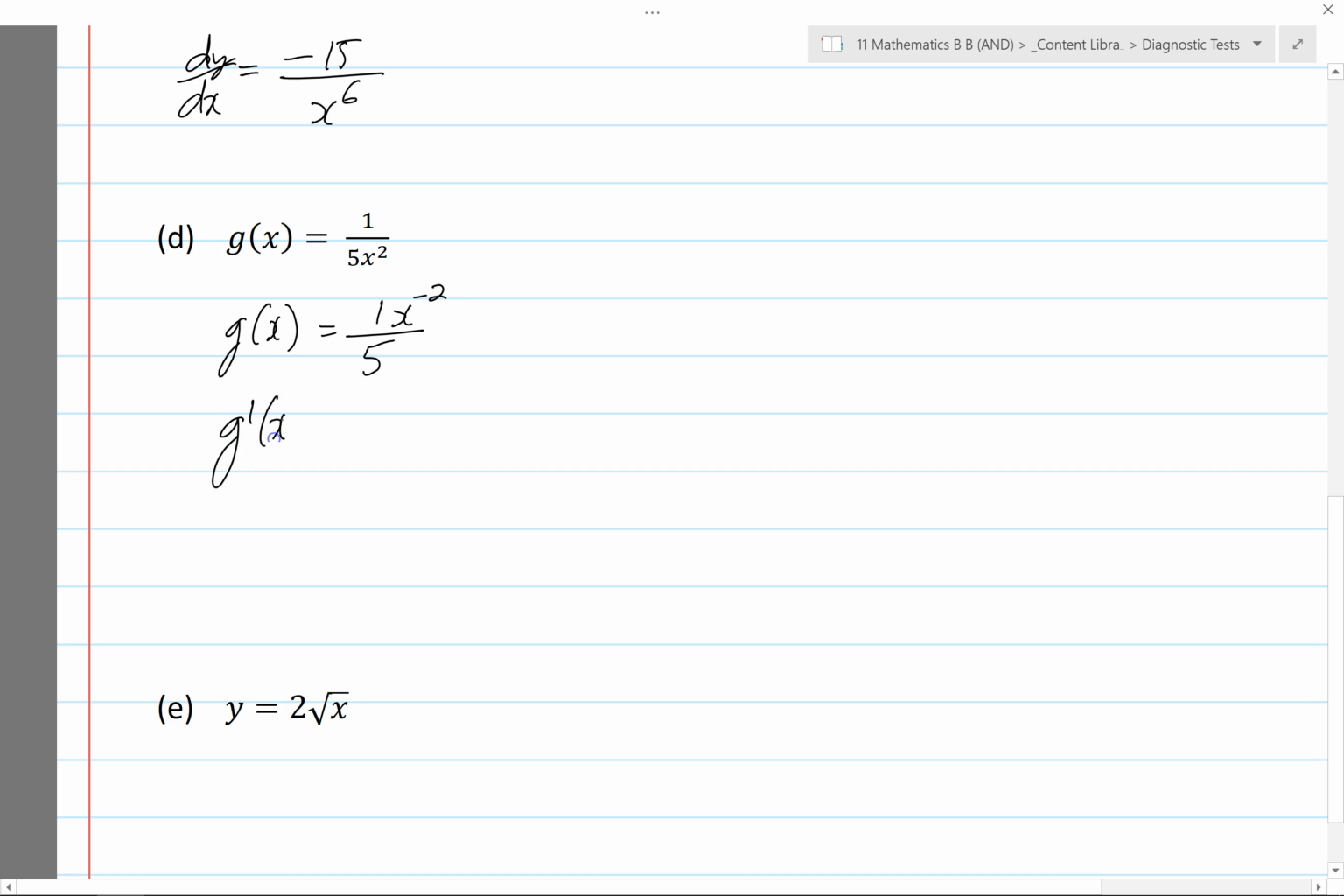So my derivative now will be, well, minus 2 times the number out the front. 1/5 is the number, so I'm really doing 1/5 times minus 2. Give it a denominator of 1 because it didn't have one. Minus 2 on 5 is the new number out the front. Reduce the power by 1. Minus 2 minus 1 gives me minus 3 as my power.